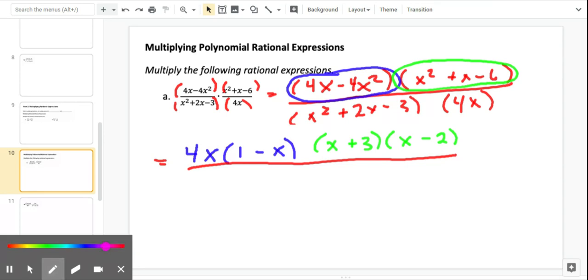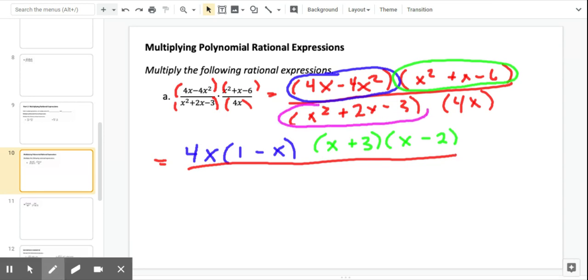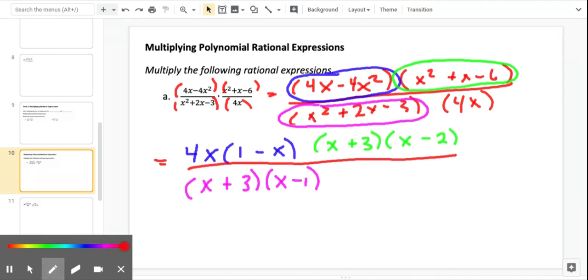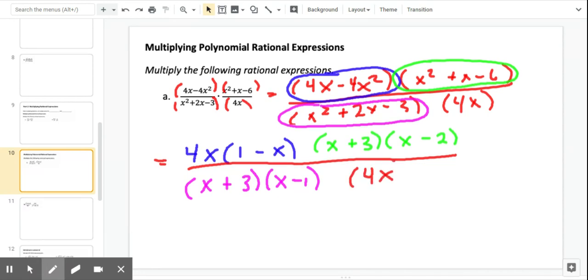New color, let's do this color, purpley pink. And let's factor this guy down here. So this is another trinomial. So we want to know what adds to 2 that multiplies to -3. Our answer is x plus 3, x minus 1. 3 minus 1 is 2. 3 times -1 is -3. And then that 4x, I can't factor that. So I'm just going to leave it as 4x like that.